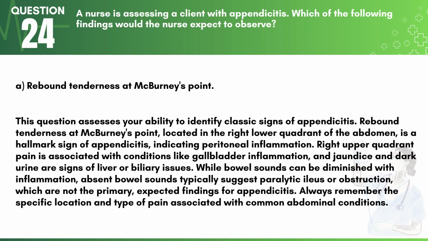Answer: A. Rebound tenderness at McBurney's point. This question assesses your ability to identify classic signs of appendicitis. Rebound tenderness at McBurney's point, located in the right lower quadrant of the abdomen, is a hallmark sign of appendicitis, indicating peritoneal inflammation. Right upper quadrant pain is associated with conditions like gallbladder inflammation, and jaundice and dark urine are signs of liver or biliary issues.